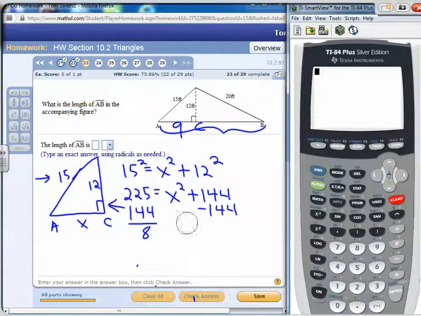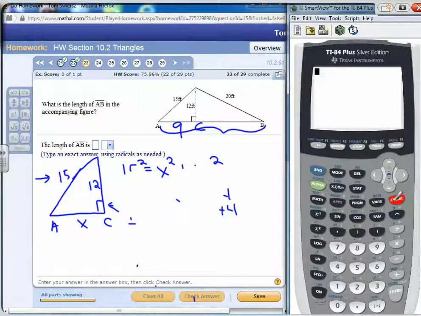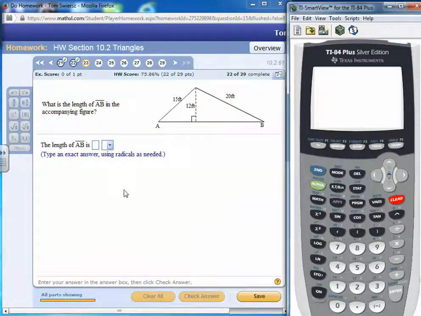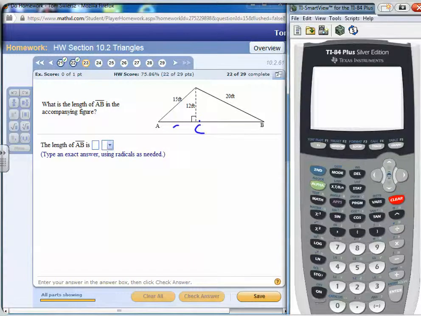So this one we have, well, let's just close the ink layer. Okay, and we'll remember that was 9, right? From what we did, from point C is 9. Now the other triangle is what? Here's my point C. This is the 12, right?